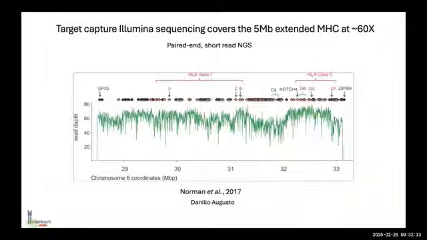And as I was mentioning, this is a display of the kind of sequencing depth that we're able to access using a target capture short read approach. It was originally developed in the Parham lab by Paul Norman, and then Danilo Augusto has also expanded and enhanced this approach to be even more sensitive. As you can see, looking across the MHC here, we get really strong enrichment across the whole region with this target capture short read approach.